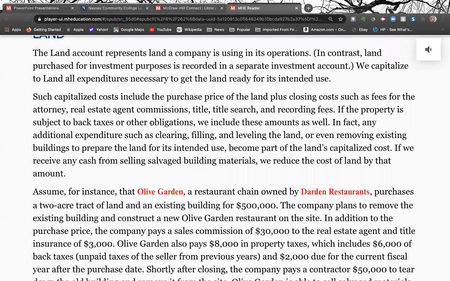Other obligations: if the person that's selling you the land had a mortgage on the land, and you're responsible to pay the mortgage, it becomes part of the cost of the land. If there are any other liens on the land and you're responsible to pay them, they become part of the cost of the land. Now, you negotiate that out of the selling price, okay? So it's not like you're counting it twice.